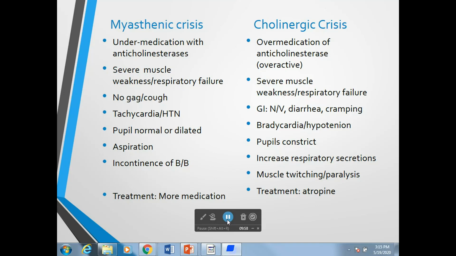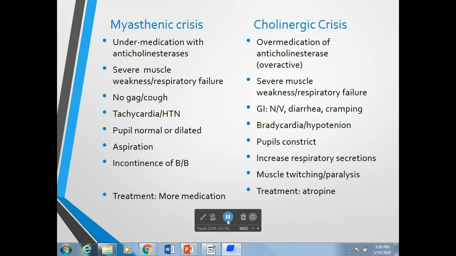With that, you're going to see severe muscle weakness. They could even go into respiratory failure. They may not have any kind of cough or gag because remember their muscles are really weak. They could have tachycardia and hypertension. Their pupils could be normal or dilated. They also would be at risk for aspiration.